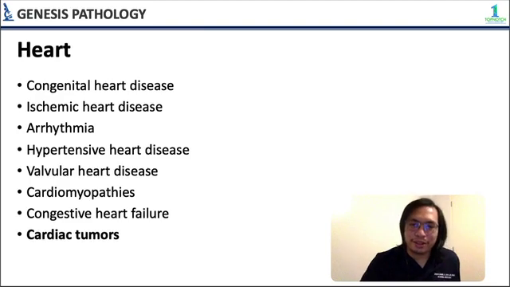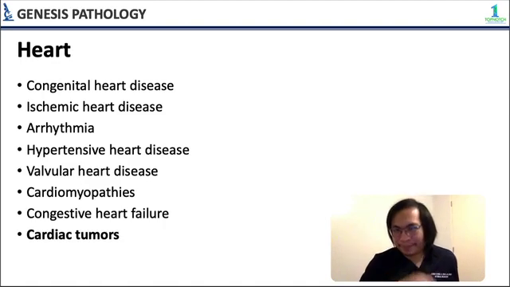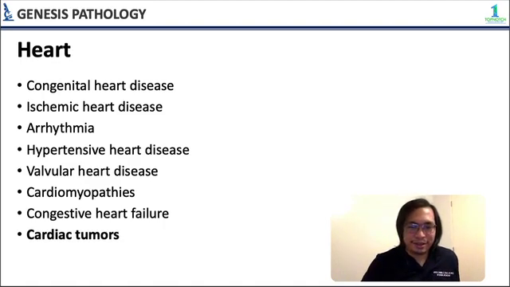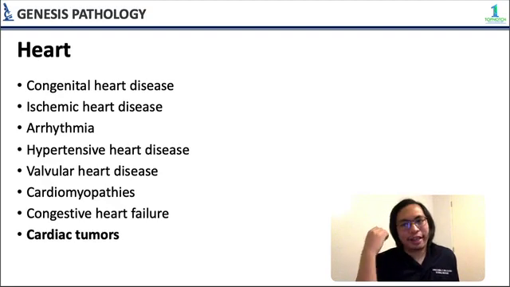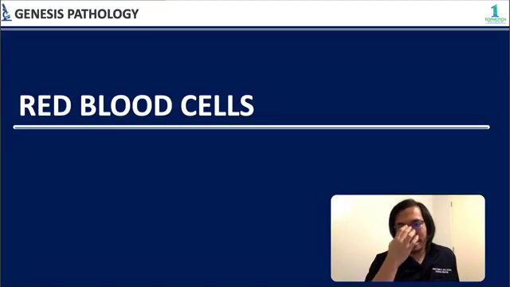Cardiac tumors, no? Isa lang tatandaan nyo dito, most common cardiac tumor. It's your atrial myxoma. Okay? Now, move on na tayo from the heart and let's go to red blood cells.